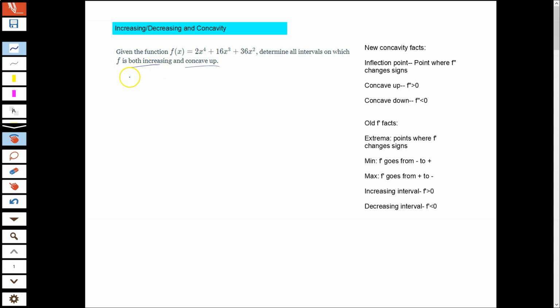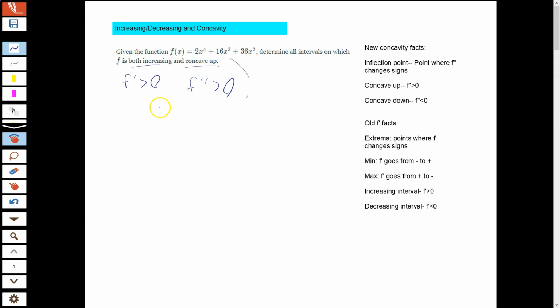So f is increasing means f prime is positive. Concave up means f double prime is positive. Okay, so that's what we're trying to figure out, is intervals on which both these things are true. Now, I think many of you could figure this out on your own. Our move is going to be essentially to do what we were doing in previous lessons and what we were doing in the last lesson.